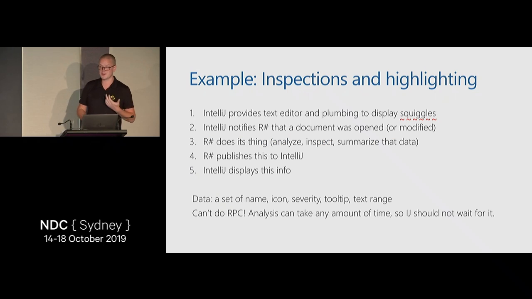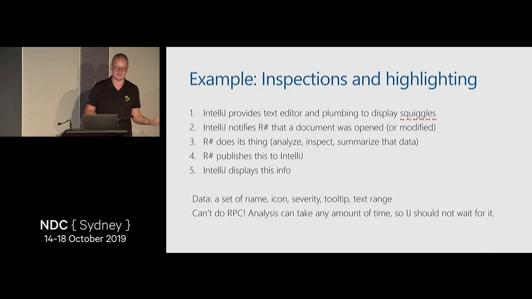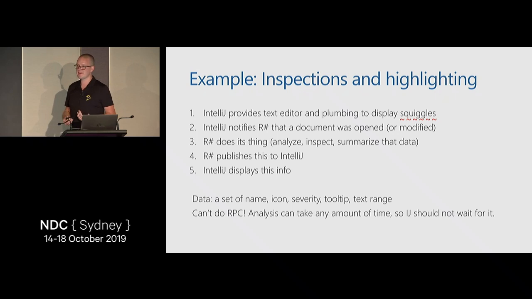If we look at the actual inspection, so the squigglies you see while coding, that is also a simple data structure. Again, we can have IntelliJ ask the current document what its language is, have this virtual proxy towards our Resharper process, and have Resharper publish whatever inspections it wants to publish to IntelliJ. The data set there is also fairly easy. It's going to be a name of an inspection, an icon, a severity again, maybe a tooltip, and maybe the text range where we want to show that squiggle.